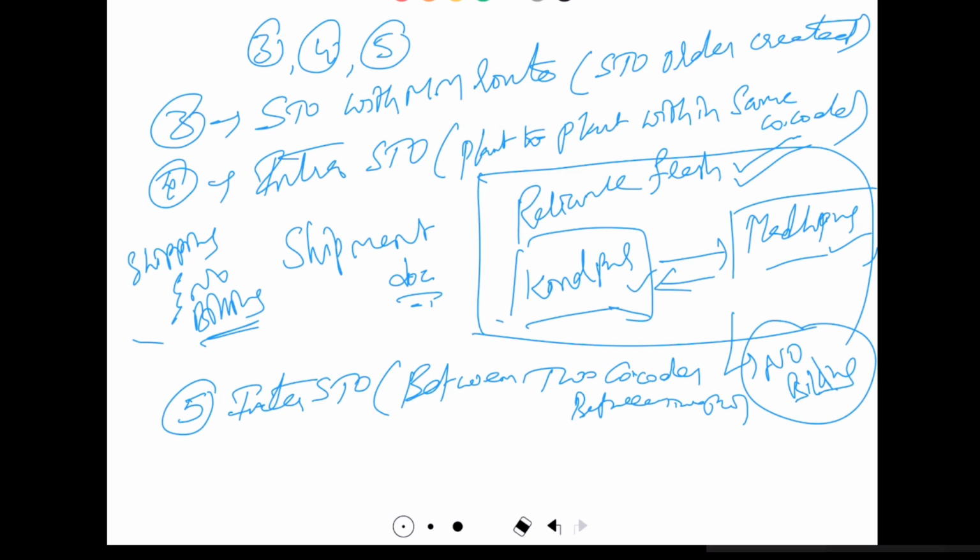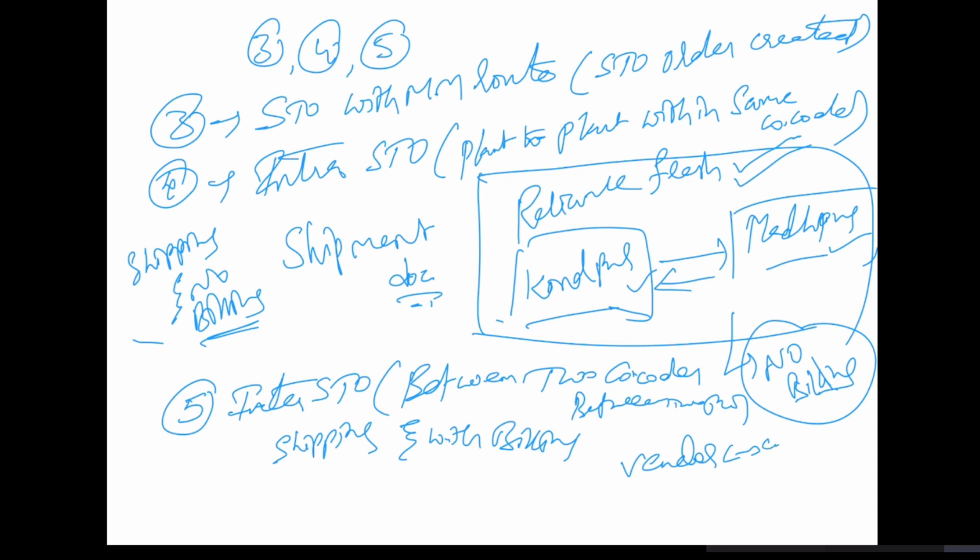So here the case is shipping is there and billing is there. So it is like a vendor and customer relationship. If I am supplying the goods to the receiving plant, then I am the vendor. Sorry, if I'm receiving goods from the supply plant, then I'm the customer. So now tell me, supply plant is there and receiving plant is there. Who will be the customer? Who will be the vendor?